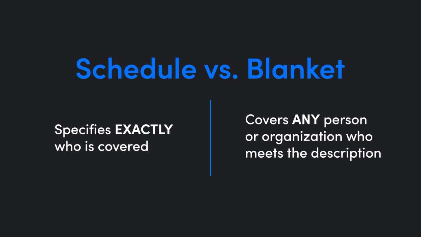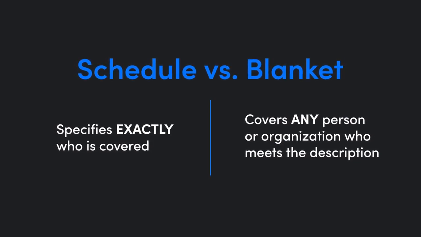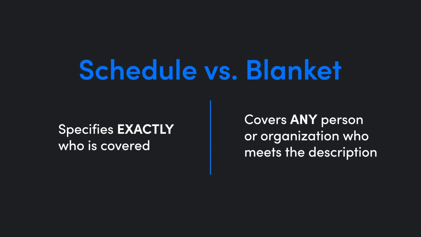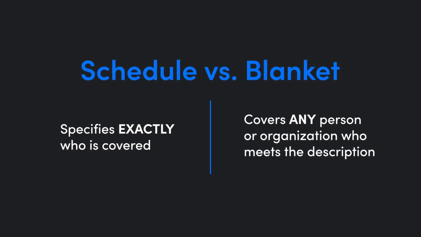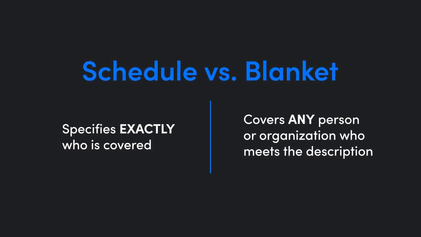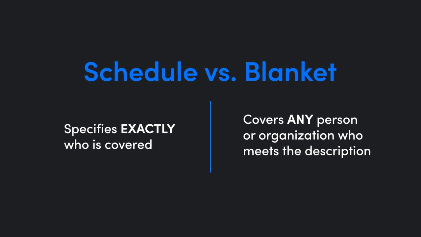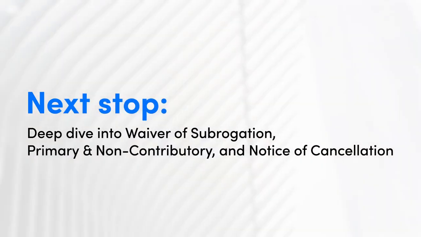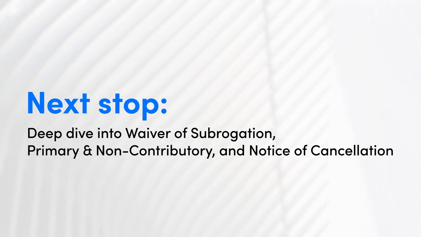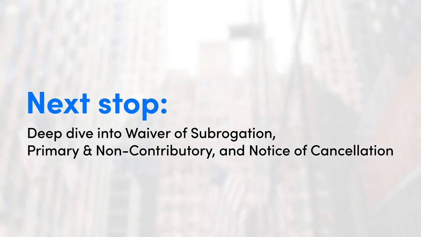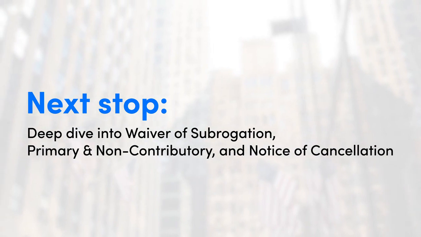In today's episode, we talked about the basics of endorsements, including what is an endorsement, how to identify and distinguish between them, and the difference between blanket and schedule endorsements. In the next episode, we're going to delve deeper into endorsements and provisions, including waivers of subrogation, primary non-contributory, and notice of cancellation. See you there.